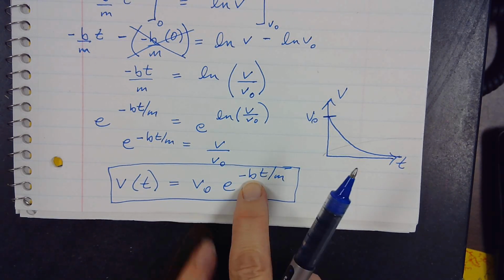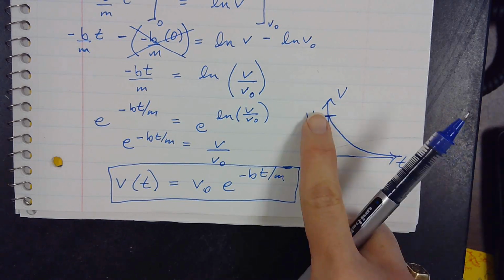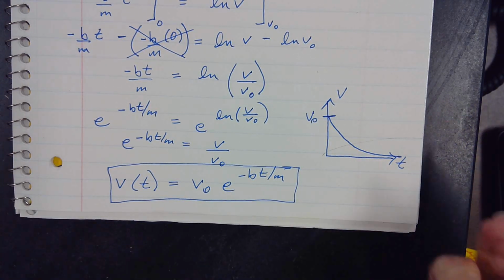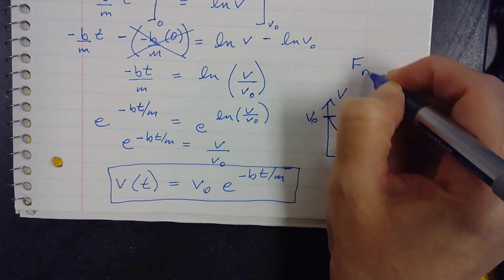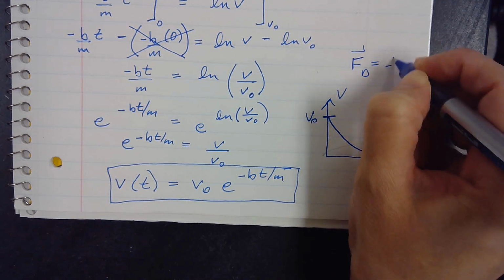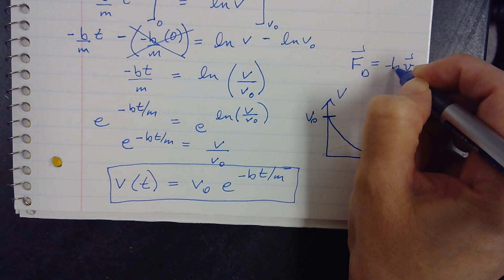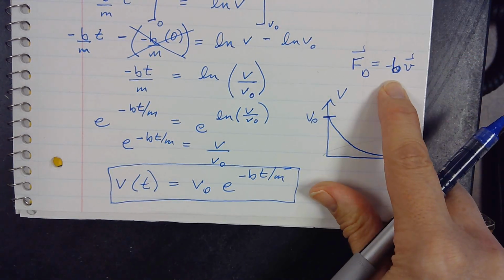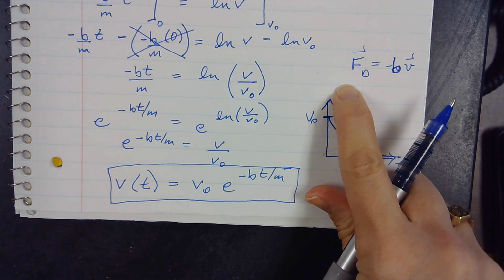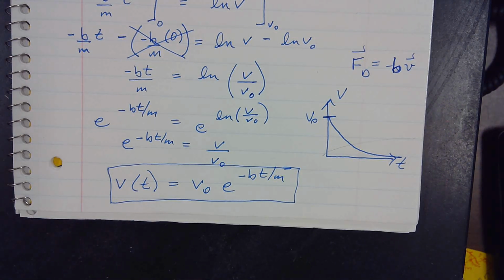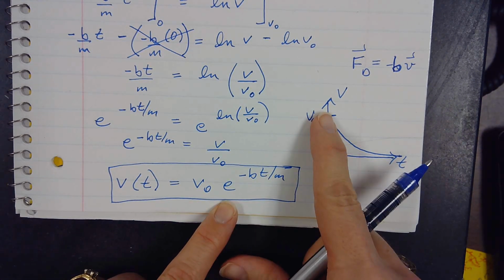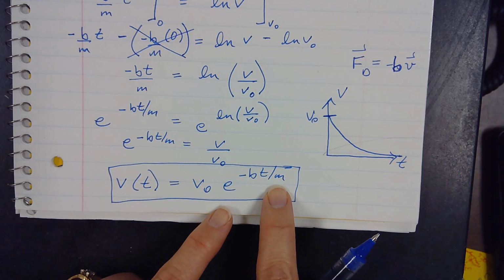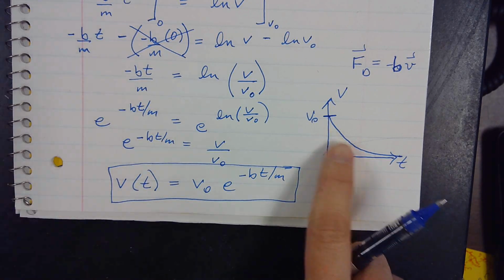So this b determines how steep this curve is. If you remember from the original, I'll copy it down here so it's all on the screen. The original drag force equation was b, this constant that depends on the car, times the speed. The bigger b is, the more drag force there is, so the faster you're going to slow down. So the bigger b is, the steeper this is going to be. The bigger the mass is, actually, the less steep it's going to be.